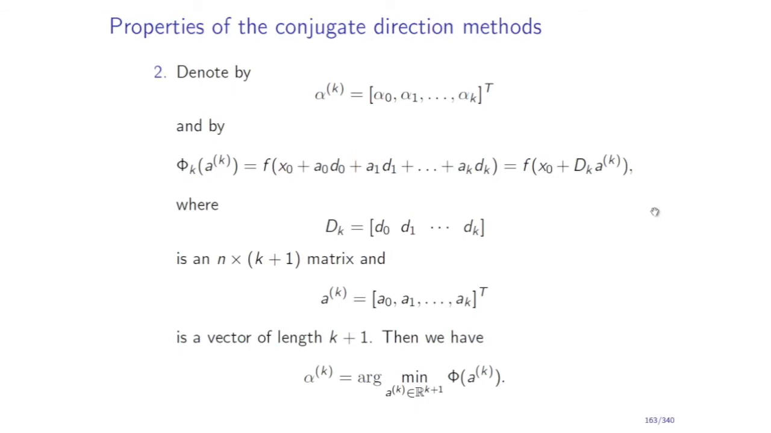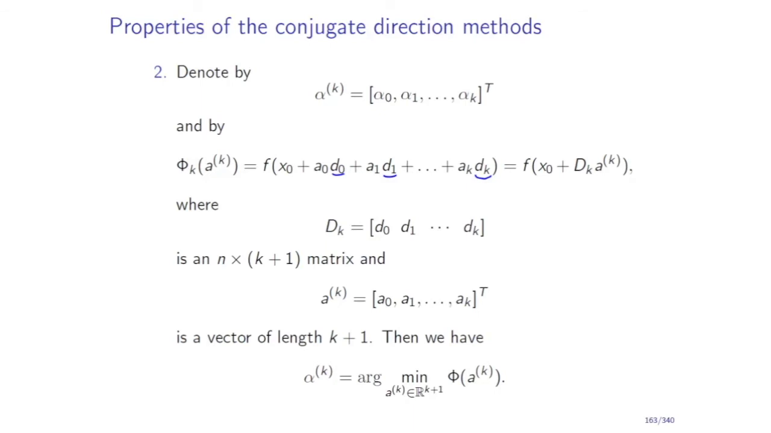In this property, we assume that instead of moving one direction at a time, we are given k plus 1 Q-conjugate directions, d0, d1, and so on, dk. All right, so these are k plus 1 Q-conjugate directions. We are not given the step sizes yet, but we need to select k plus 1 different step sizes that we would use to move along these directions.